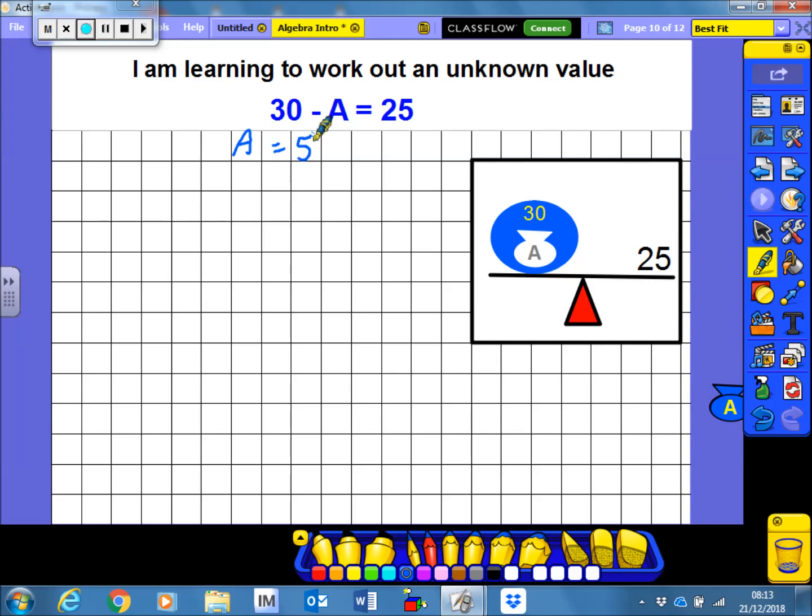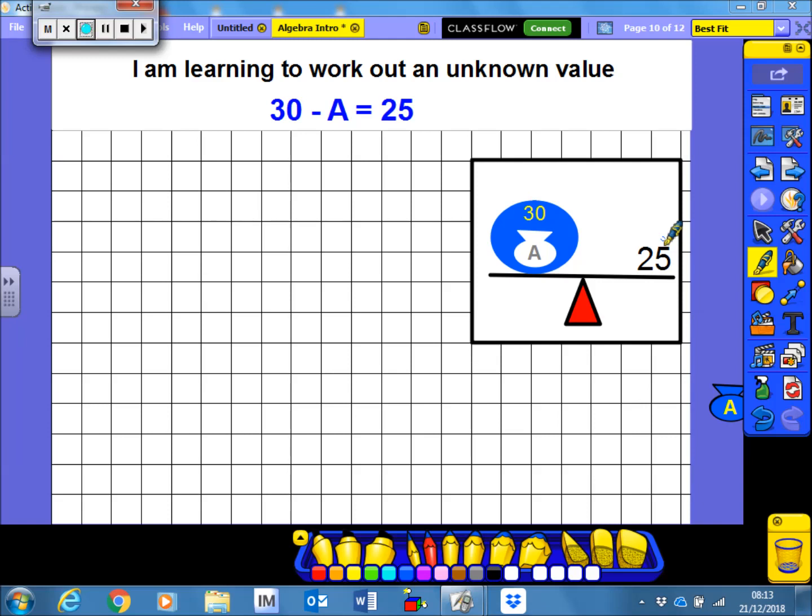However, there's lots of situations where we can't necessarily just do it mentally. So in that case, we're going to have to actually apply a formal method. So here's a way of thinking about it. In algebra, we often think of things as being like a set of scales that we need to balance. And we had 30 here, but we'll see that A has been taken away from it. So we haven't really got 30 anymore. We've got 30 take away A. And that weighs the same as 25. So 30 take away A equals 25.